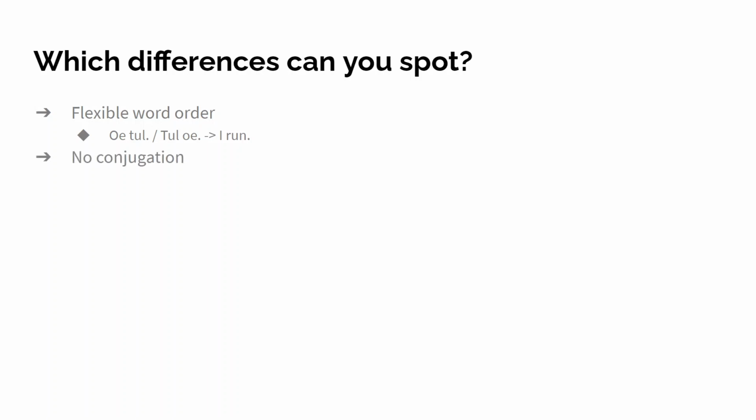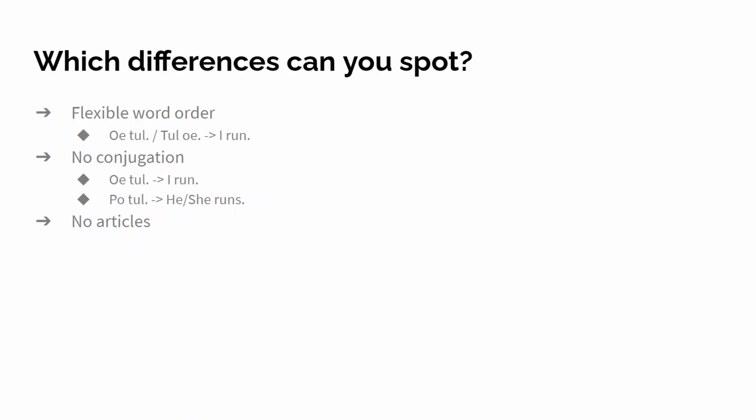There are no conjugations. So oe dul, I run, the verb is the same as in po dul, he or she runs. In English, we add an s here because it's the third person singular. In some other languages, like Italian for example, we have even more complicated conjugations with different forms for every person. In NATVI, the verb doesn't change according to the subject, so the person who is running in this case. The verb can change according to other things, but this is no matter for today.